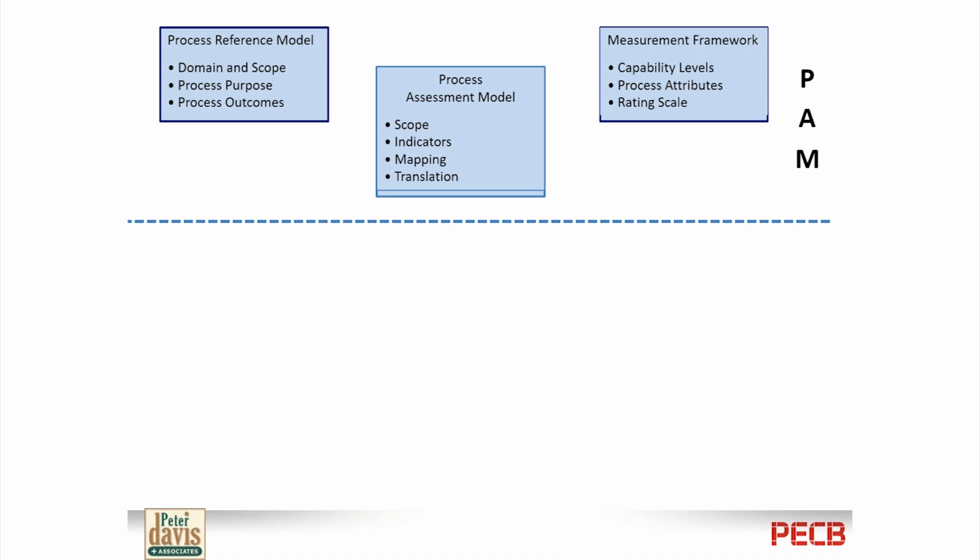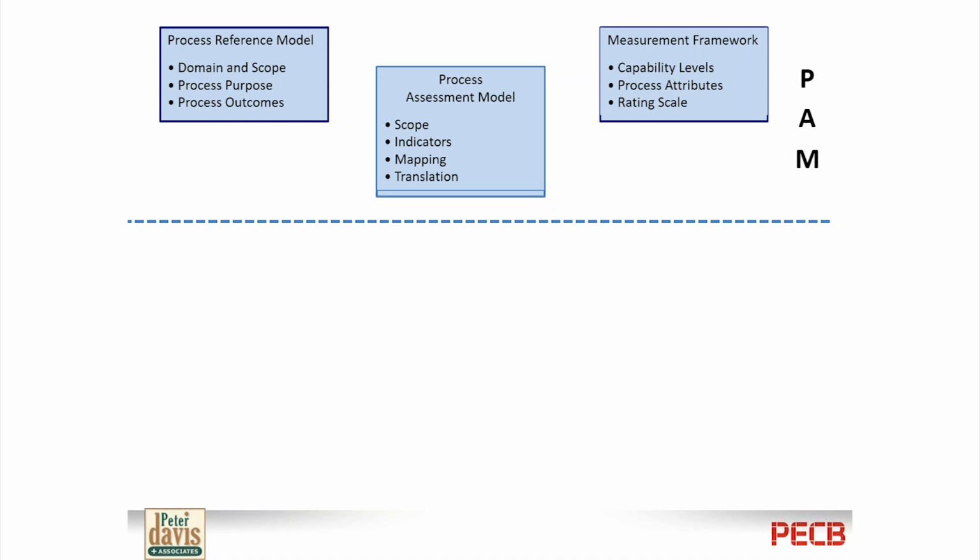For our measurement framework, we look to ISO 33002, and we get our capability levels. And we'll see later on that there's 0 to 5, six of them. And our capability levels have 9 process attributes. In addition, we have to rate each one, so we have to come up with a rating scale. So those things create our process assessment model, and also within that, we have to scope this assessment we're going to do. We're going to have some indicators. We might have to map, and we'll talk about that in a little bit. We might have to translate, and we'll talk about that in a little bit.